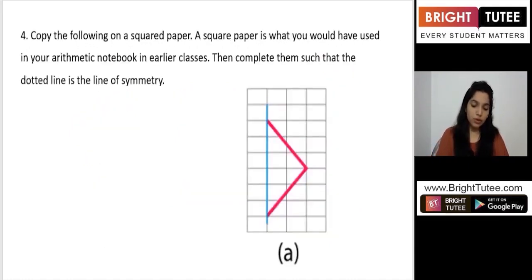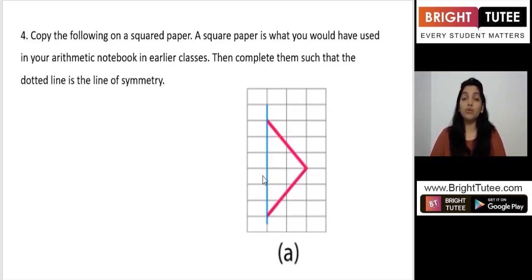I hope it's really fun to work with symmetrical figures, isn't it? Now it says copy the following onto square paper. Square paper is what you would have used in your arithmetic books in earlier classes. Then complete each shape so that the dotted line is the line of symmetry. Here this blue line is the dotted line they are talking about. I am not tracing this on any squared paper. If you want, you can try this yourself using any graph paper.